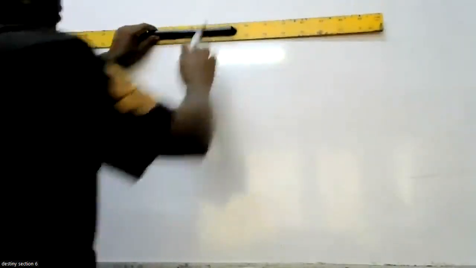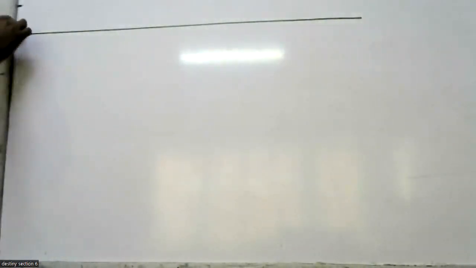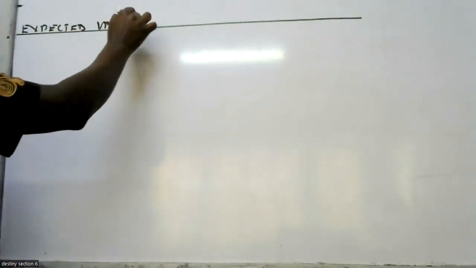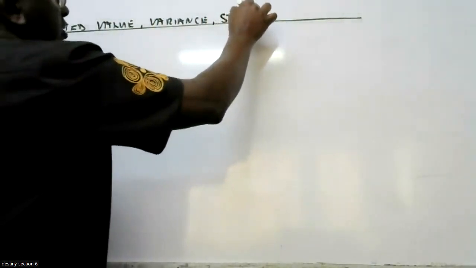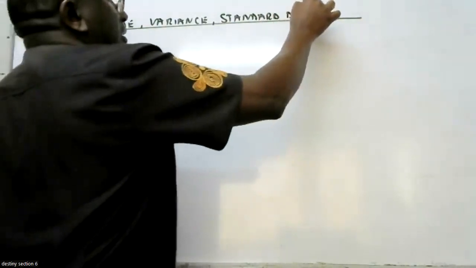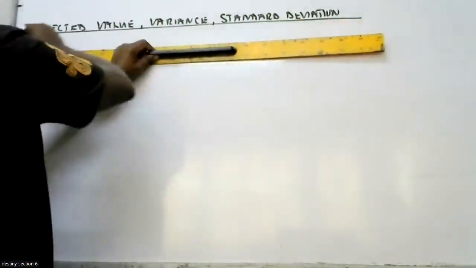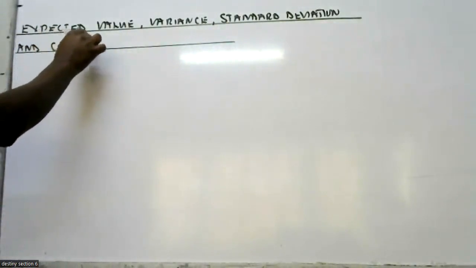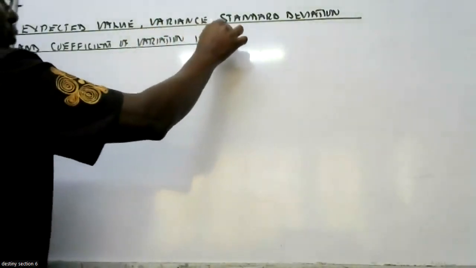So, that's okay. Let's now look at the next item in our notes, which is called expected value, variance, standard deviation, and coefficient of variation in probabilities.